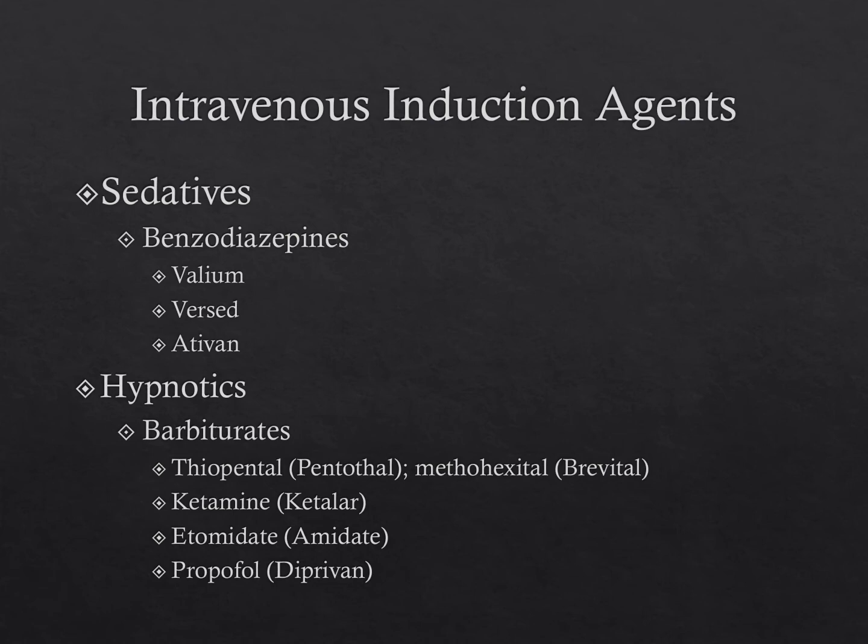Sedatives are going to include benzodiazepines like Valium, Versed, and Ativan. These are going to be used for induction. And then hypnotics, these are also used for induction, and these will include barbiturates, etomidate, propofol, ketamine, thiopental, all of those. So just a couple different ways to basically induce anesthesia. It just depends on whether they want to use sedatives or hypnotics.